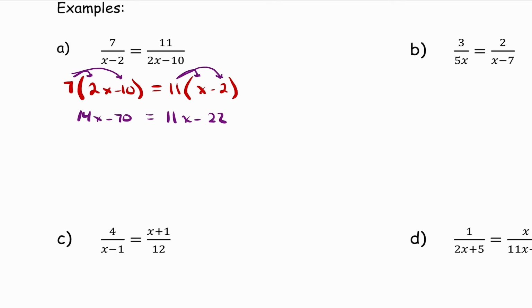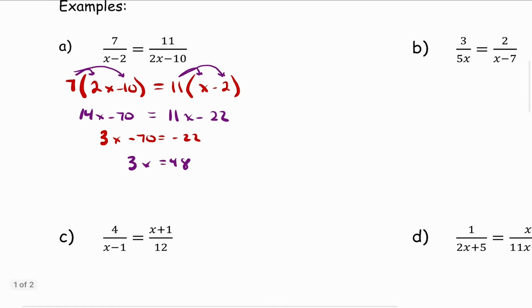From here, we're just going to go back into solving this equation. So isolate the variable, and we're going to go ahead and subtract 11x from both sides. We get 3x minus 70 equals negative 22. Move the 70 over, we get 3x equals 48. Divide both sides by 3, and we get x equals 16.